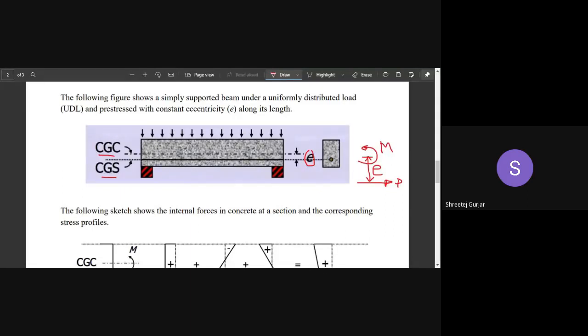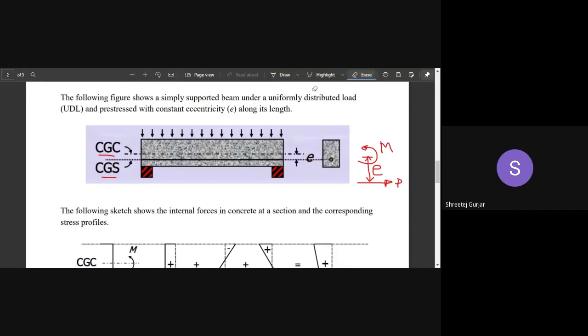Okay, so let us continue. This beam you can see is a simply supported one. It is a simply supported beam having a uniformly distributed load, and it is having pre-stressed steel with a constant eccentricity. So remember this.